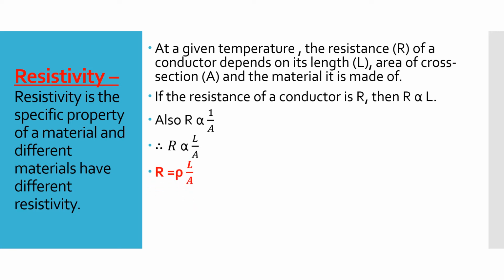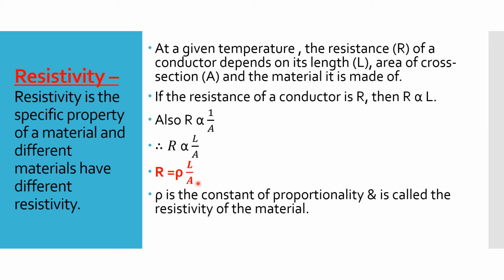Now, we take here the proportionality constant as rho. See here, this symbol is known as the rho and it is known as the proportionality constant. By taking this proportionality constant, we can write capital R is equal to rho into L upon A. Rho is called as the constant of proportionality and it's called the resistivity of the material.